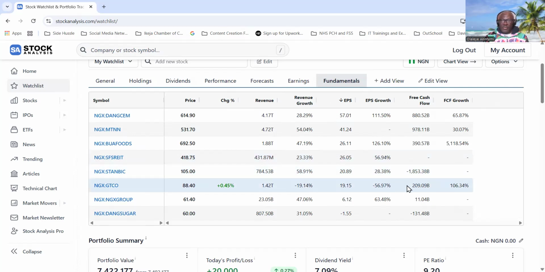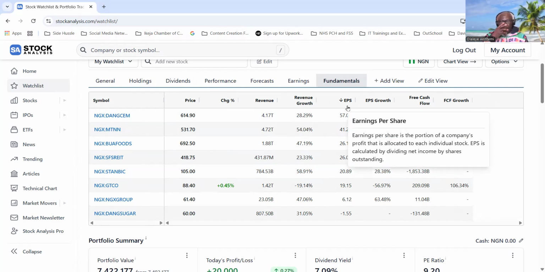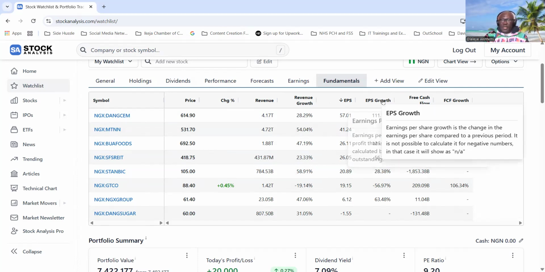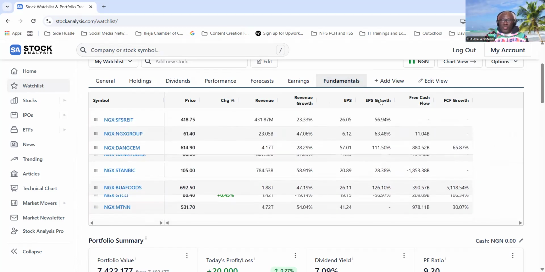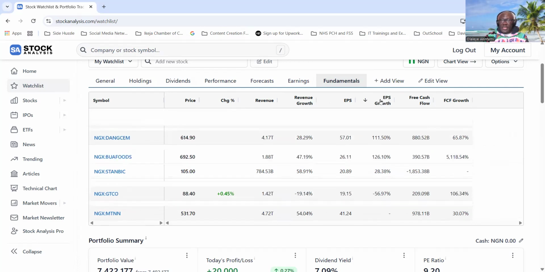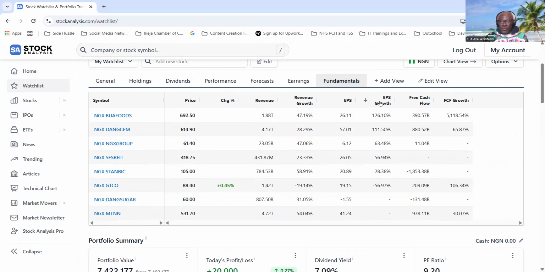Fundamentals, we've had a look at fundamentals. You can put in your own stocks and see the fundamentals. We've had a look at the earning per share, EPS growth. Which of the stocks have the highest earning per share growth? Boa Food has the highest earning per share growth.